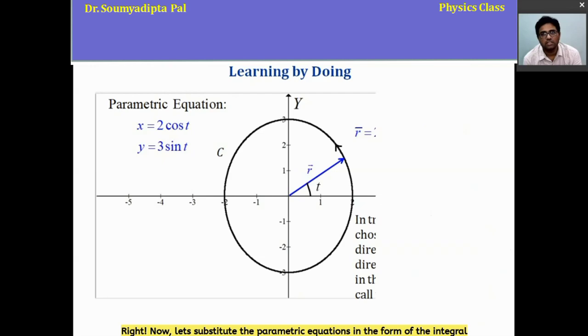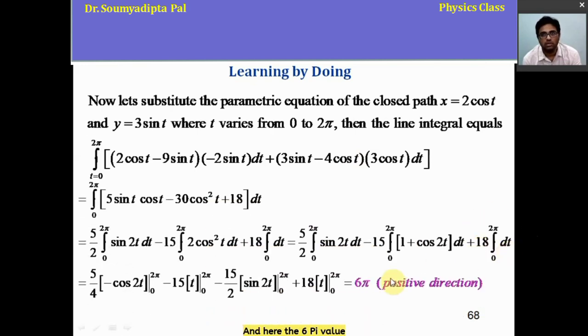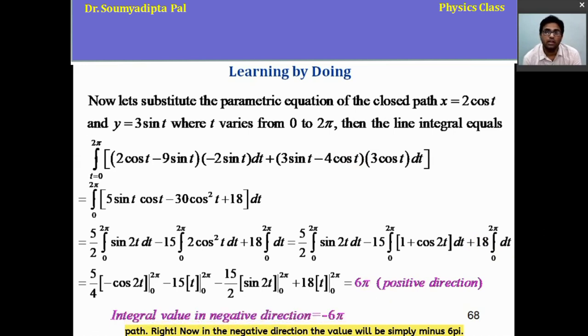Now let's substitute the parametric equations in the form of the integral, and we get this. And if we solve the integration and put the limits of the variable t, that is 0 to 2 pi, then we get this value. And here the 6 pi value that we get indicates that we have considered the positive direction of movement along the closed path, right? Now in the negative direction the value will simply be minus 6 pi.